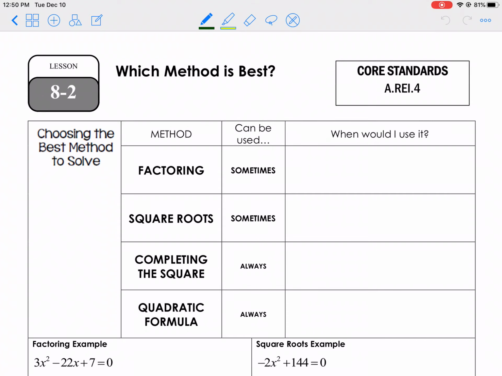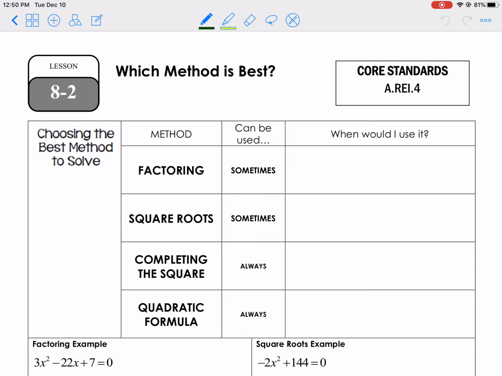Okay, this lesson, 8-2, is called Which Method is Best? What we're going to be talking about here is now that we know how to solve quadratic equations by factoring, square root method, completing the square, and the quadratic formula, we want to be strategic about choosing the best option for the method that we're solving.